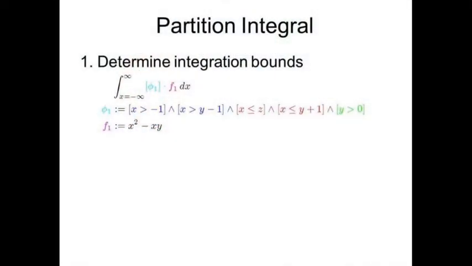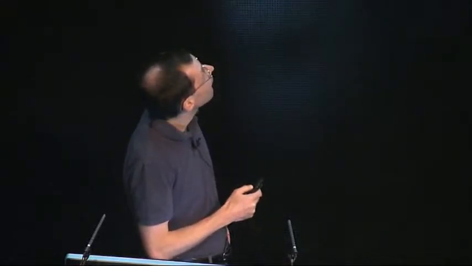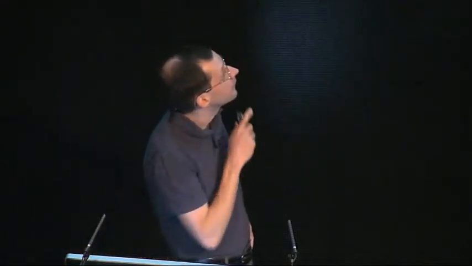Okay, so it's best, I think, to do this in the case of an example. So here's a definite integral. My constraints phi are given here, and my function value f1 is here. Now, if I didn't have the constraints, this would be trivial. It's just a polynomial integral. The problem that makes this annoying is the constraints. And so, how do I deal with the constraints?